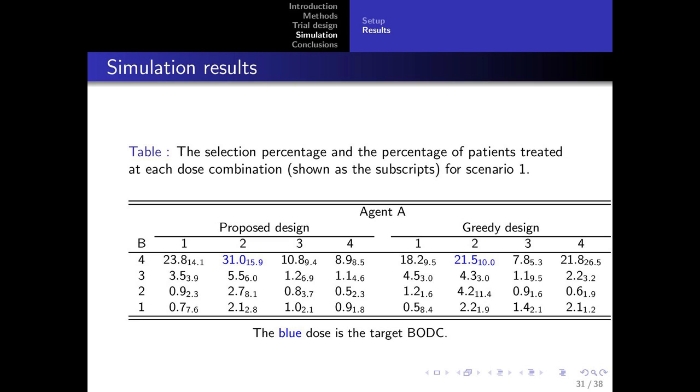Page 31. This shows the selection percentage and the percentage of patients treated at each dose combination. The subscripts essentially show the percentage of patients treated at each dose combination. As highlighted by the blue color, you can see the proposed design has a higher selection percentage than the greedy design, and also assigns more patients to the best dose.